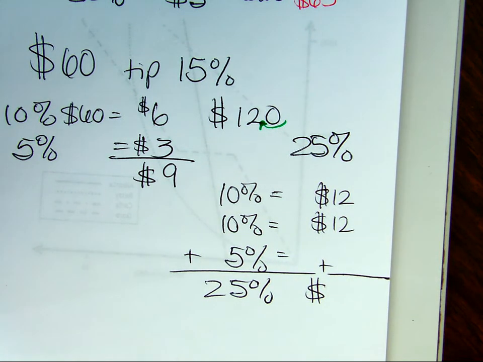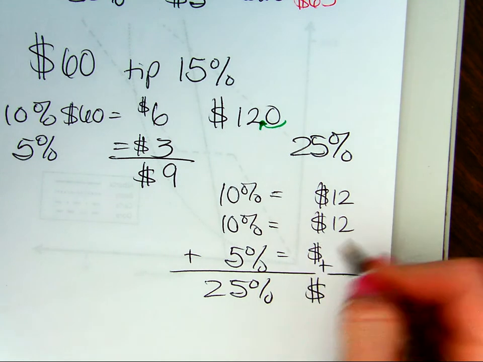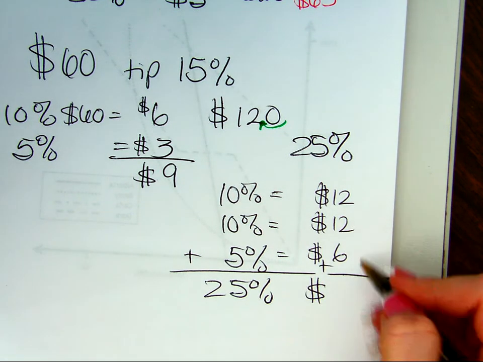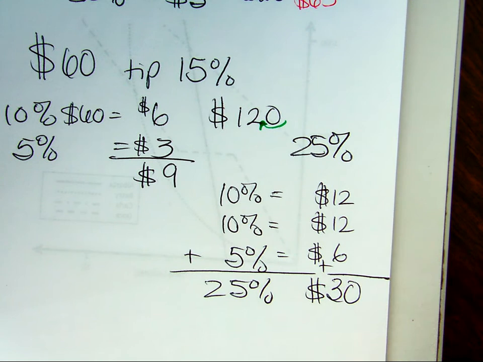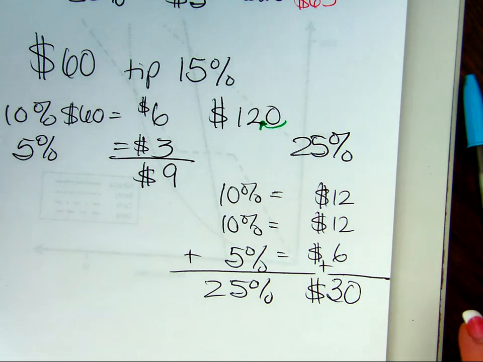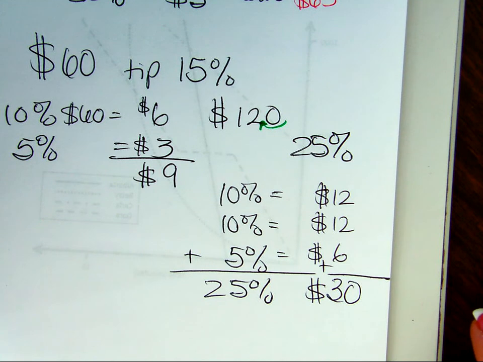What would that extra additional 5% be, Eladio? 6. So this would be 30. Anybody get 30 another way? Victoria, do you want to explain it? How'd you get it, Roger? 25% equals what? 30. Right.